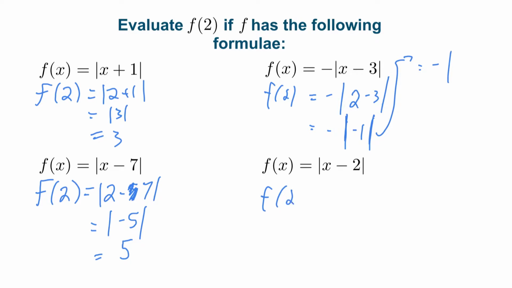f of 2 of the function x, absolute value x minus 2. So absolute value 2 minus 2, so the absolute value of 0. And this is just left alone. The absolute value of 0 is itself 0.